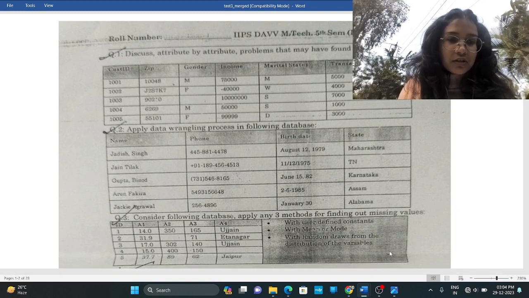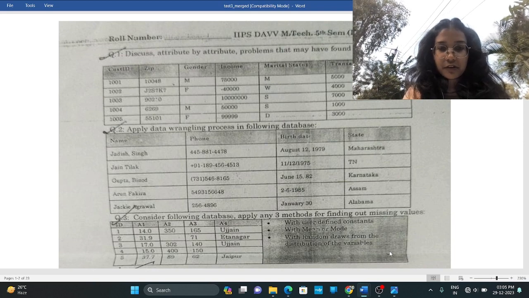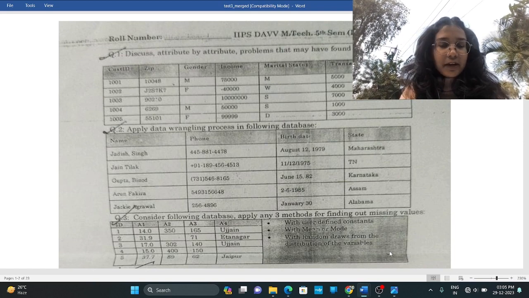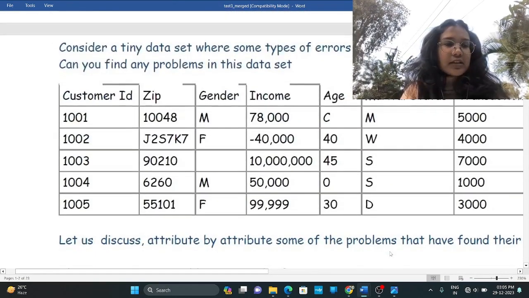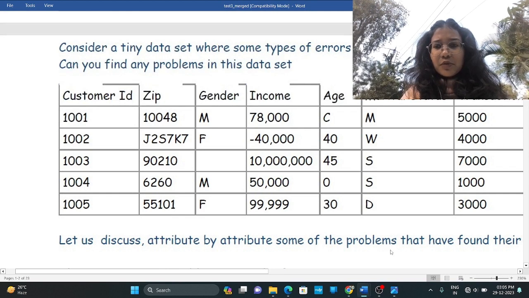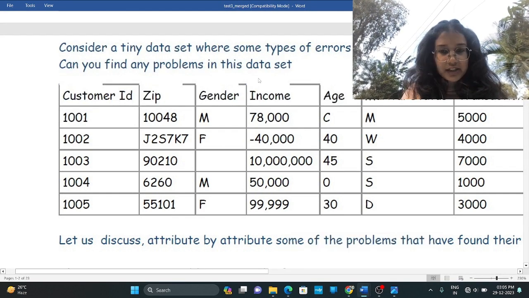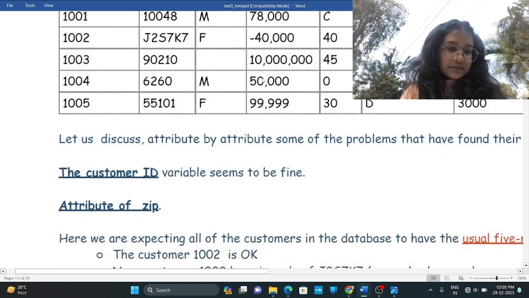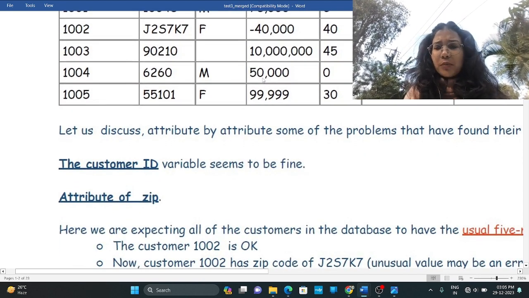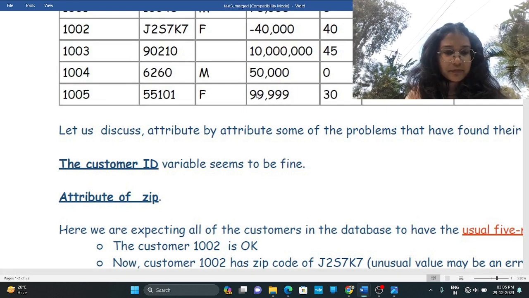Here we go. Question number 1. Discuss attribute by attribute problems that may be found in the following data. Let's start our discussion. Consider a training data set where some types of error could occur. Can you find any problem in this data set? Let us discuss attribute by attribute some of the problems that have been found there.